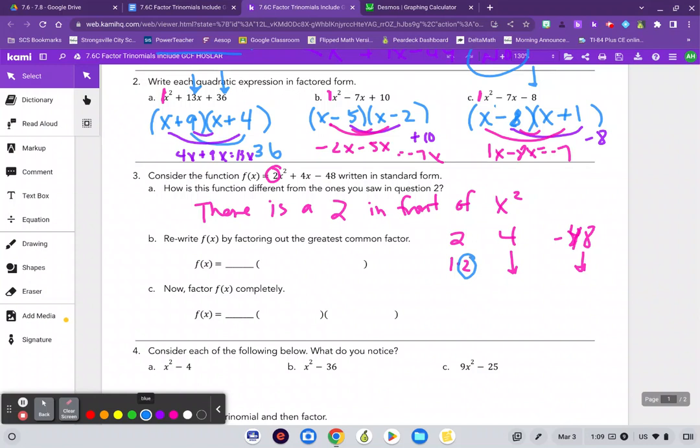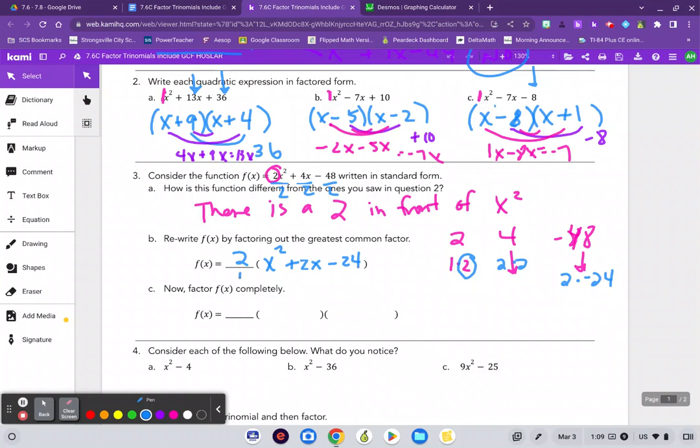So yeah, 2 is a factor of 4, it'd be 2 times 2, and 2 is a factor of negative 48, it'd be 2 times negative 24. So my GCF is 2. So if I divide each term by 2, I would get x squared plus 2x and then minus 24. And then it says now factor completely.